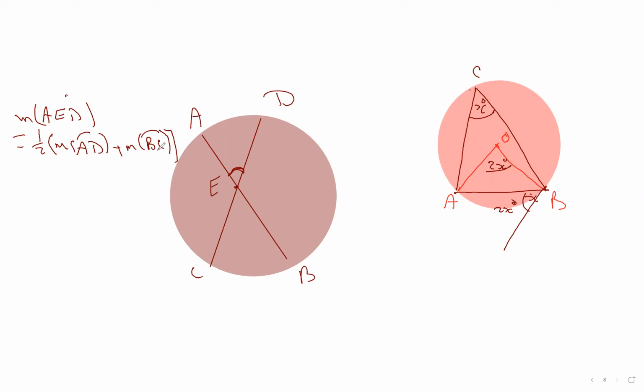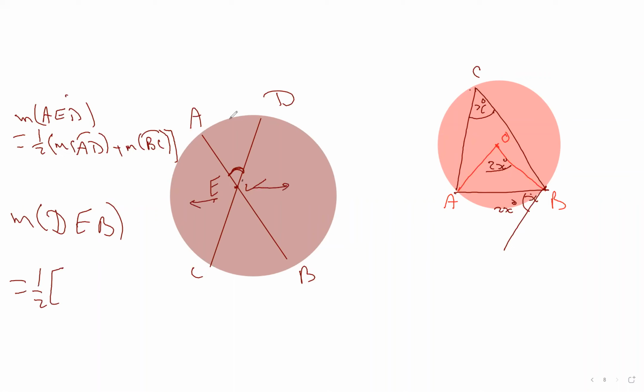The measure of the angle formed by the intersection of two secants inside a circle, or two chords inside a circle, is half the measure of the opposite arc. But if I want this angle, measure of angle DEB, it equals half the opposite arcs too.